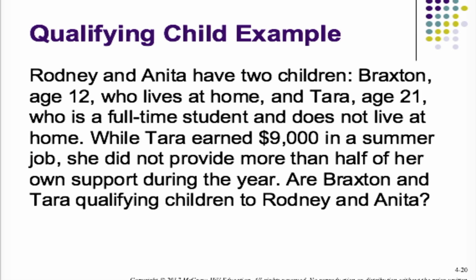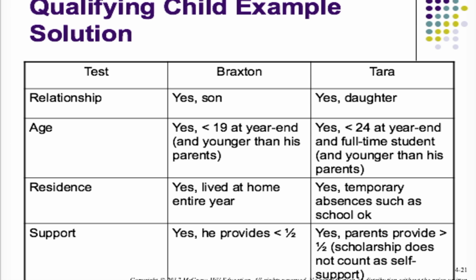Here's an example of a qualifying child situation. Rodney and Anita have 2 children, Braxton, age 12, who lives at home, Tara, age 21, who is a full-time student and does not live at home. While Tara earned $9,000 in a summer job, she did not provide more than half of her own support during the year. Are Braxton and Tara qualifying children to Rodney and Anita? Well, just plug them into those tests. Do they meet the tests? In each case, they do. So both of those individuals would be considered qualifying children.